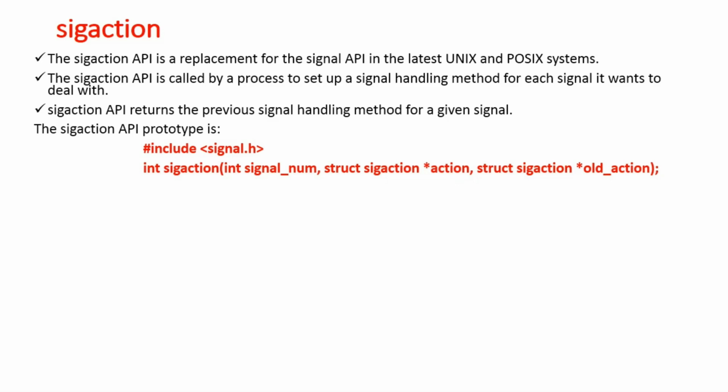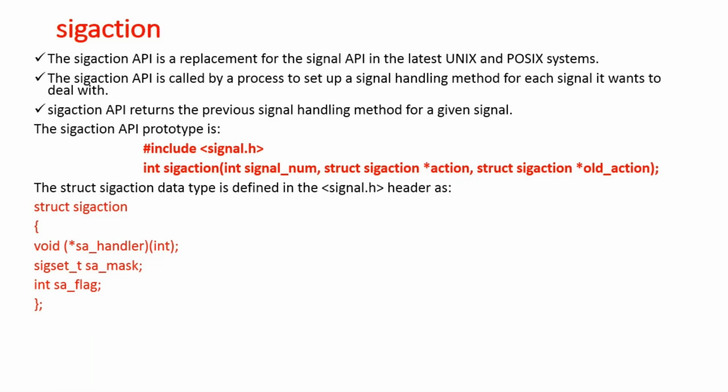So this is the prototype for the sigaction API. You need to include the header file signal.h. So int sigaction, the first argument is int signum, the second argument is struct sigaction *action, and the third argument is struct sigaction *oldaction. So in the sigaction API there are three arguments.